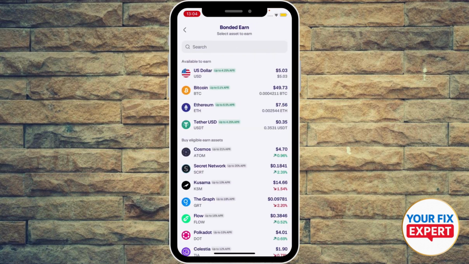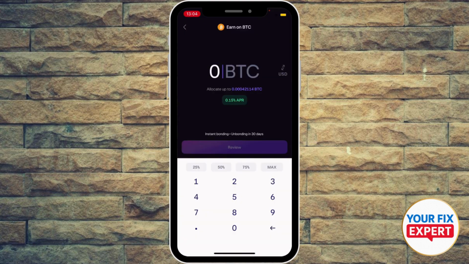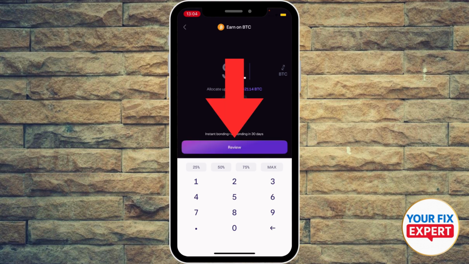And you can select asset to earn, right? So you can see right here, US dollar, you can earn up to 4.25%, right? APR, Bitcoin, Ethereum, and Tether. So I'm gonna select Bitcoin, right? And instead of measuring in Bitcoin, I'm gonna add like $1, right, worth of Bitcoin.